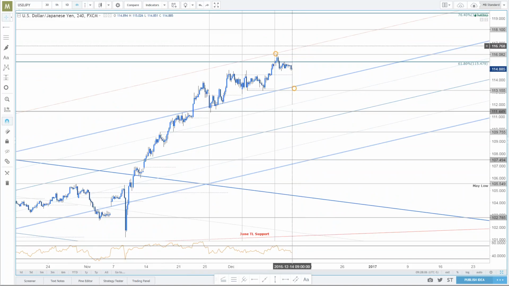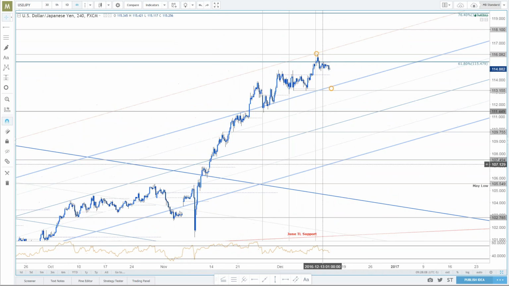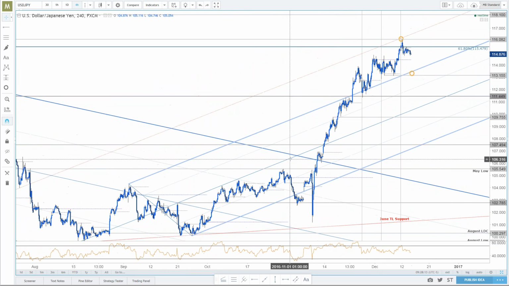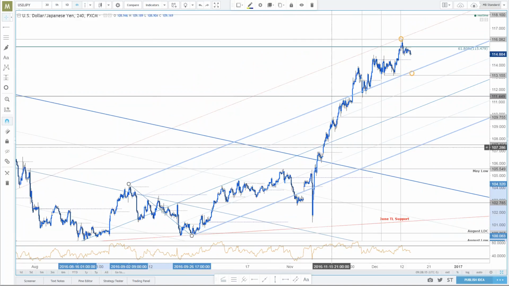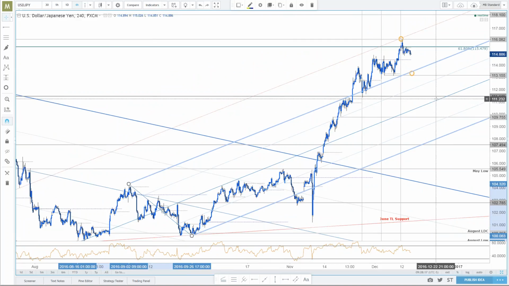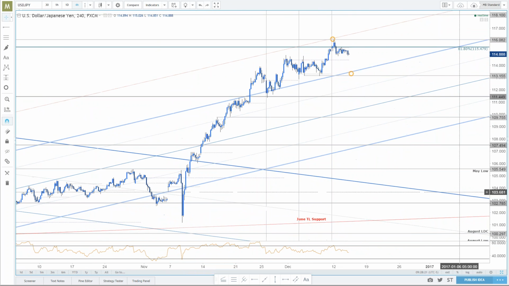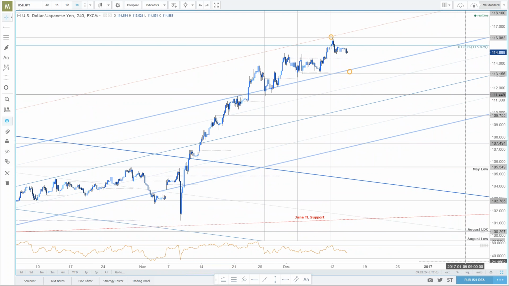But largely speaking, I'm trying to fade this while below that median line, looking for a move lower in dollar yen. Ultimately, we want to buy along this median line. Okay, ultimately. But near term, I still think the risk is lower here for dollar yen.